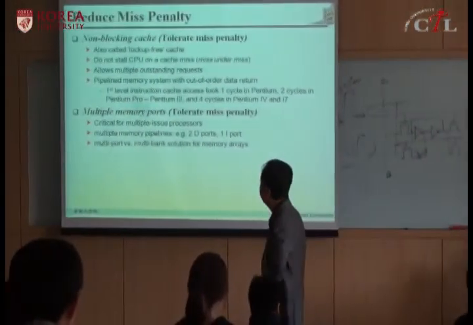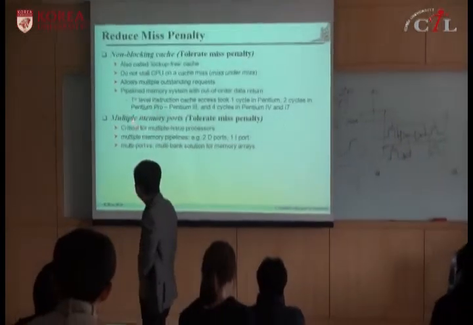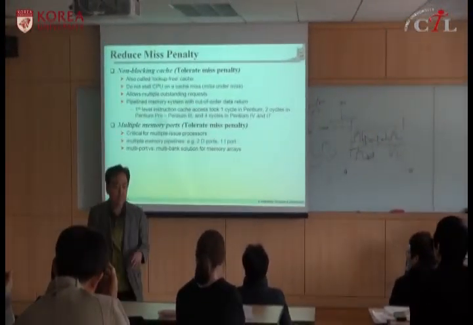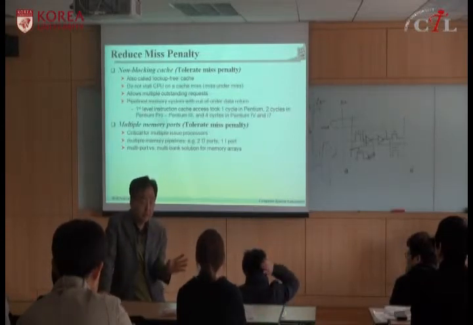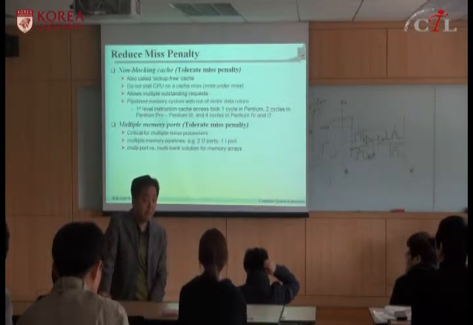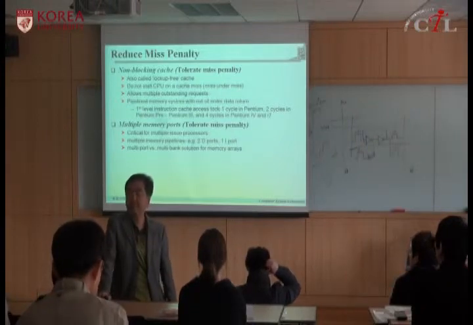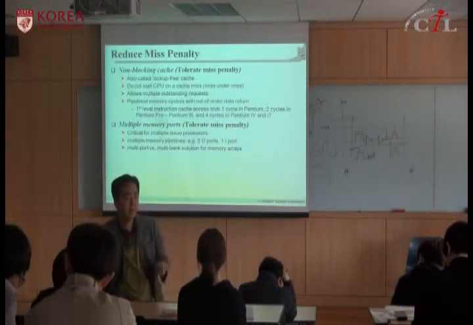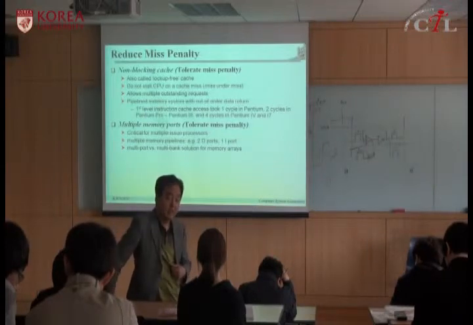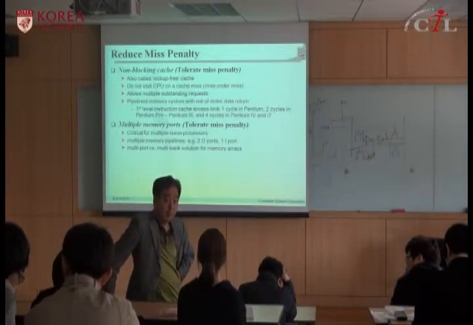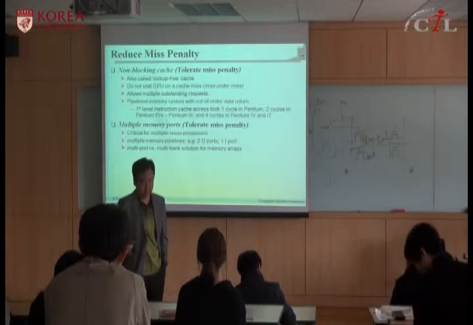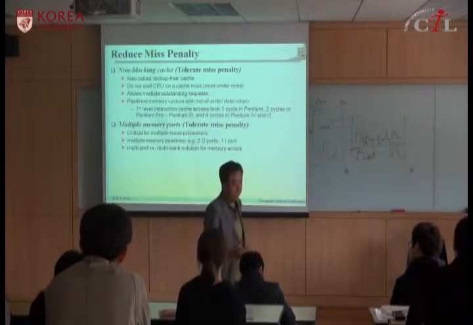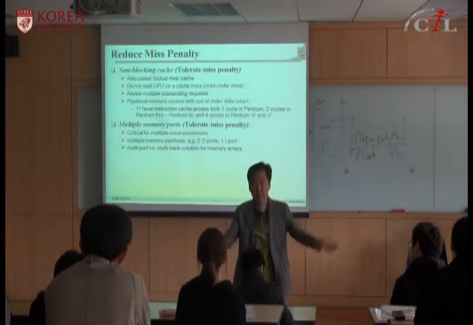So if you allow multiple memory ports, you can have a dual port or triple port SRAM cell, okay? Or you can have multi-bank. What is multi-bank? So for each bank, do you need a multi-port cell or can a single-port cell be used? Multi-bank is simple. Okay, for a cache, you can have a one-dimensional array, right?